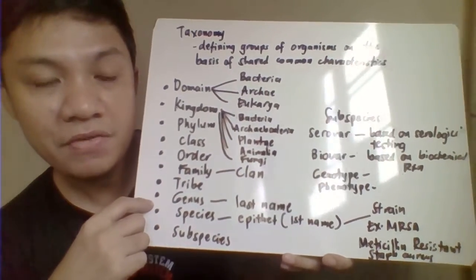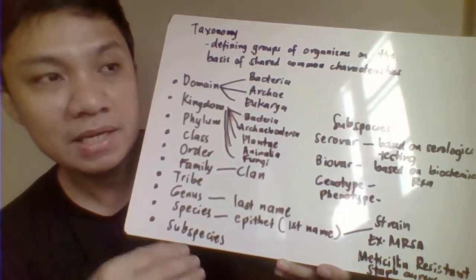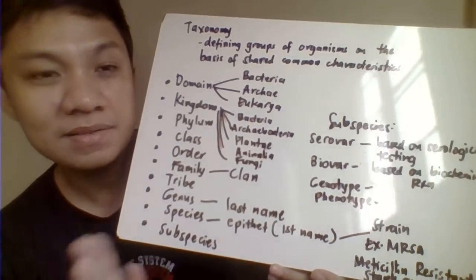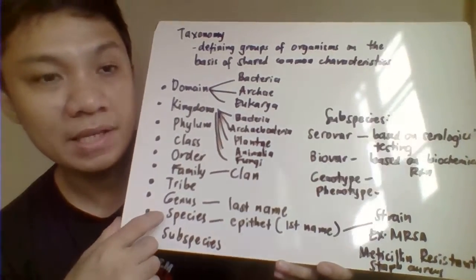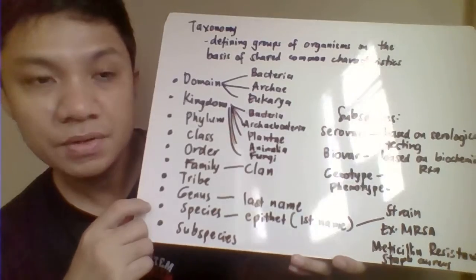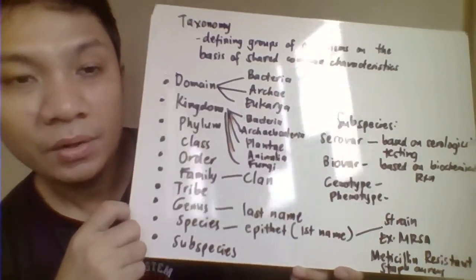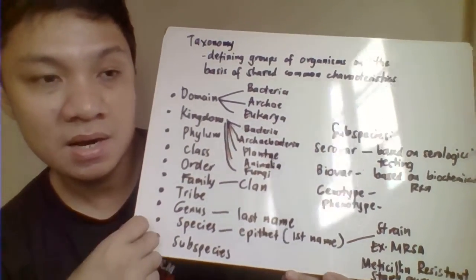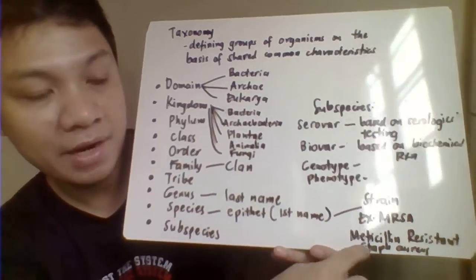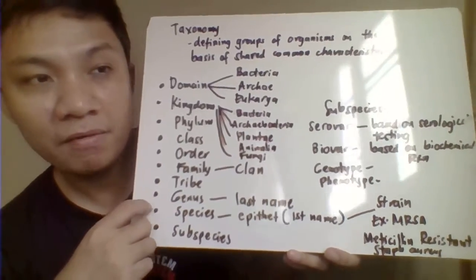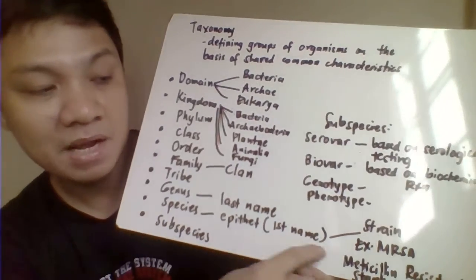For example, if you have Staphylococcus aureus, the Staphylococcus here is the genus and it pertains to the last name. And the aureus is the first name. This is the species or the epithet. Under that you could also have some subspecies. With your species, you could also classify or group the organism as to their strain. An example for that is your MRSA. It is a type of Staphylococcus aureus characterized as methicillin resistant. So that becomes the strain.